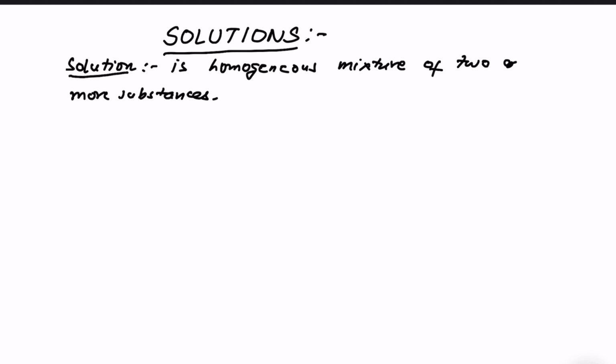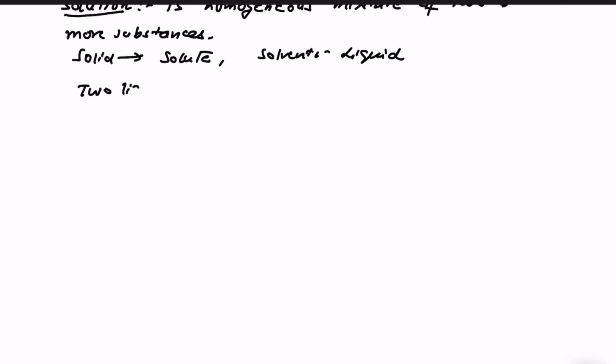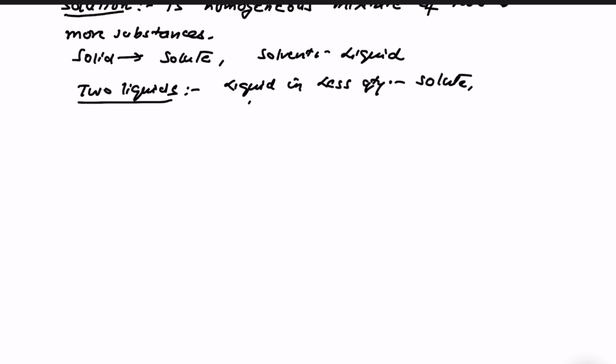If the solution is formed between a solid and a liquid, then the solid is usually the solute and the liquid will be the solvent. However, if the solution is between two liquids, then the liquid in less quantity will be taken as the solute, and the liquid in more quantity will be taken as the solvent.